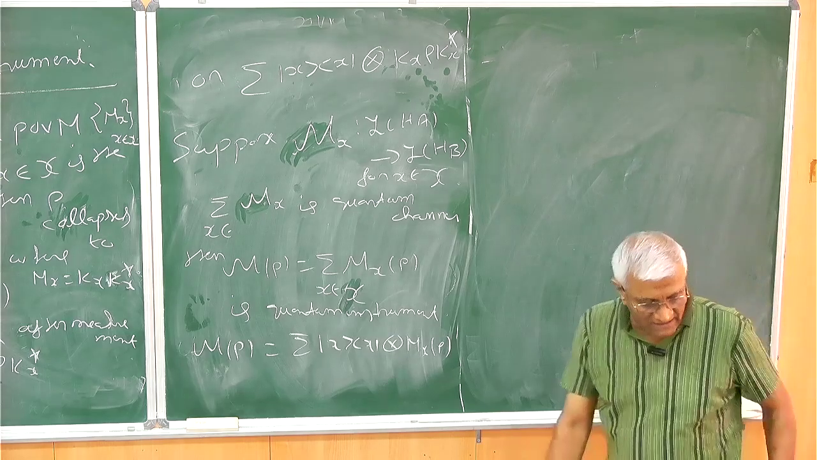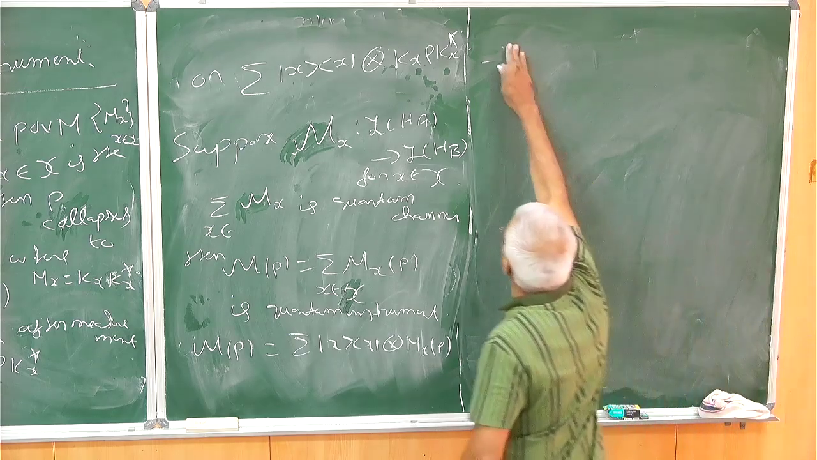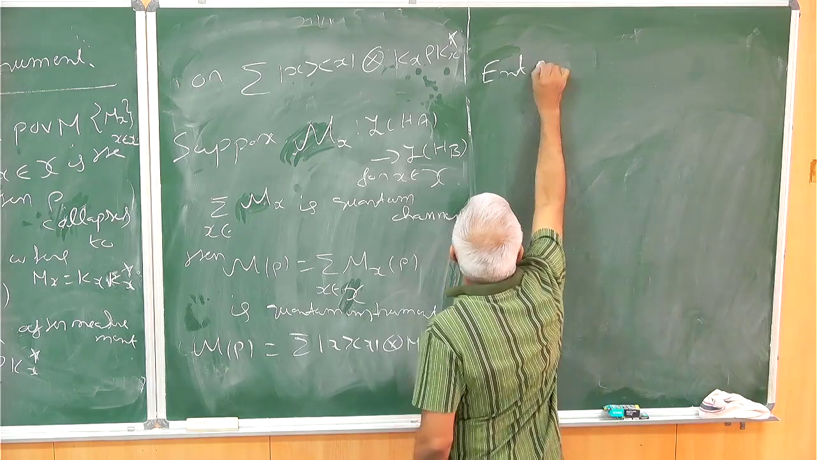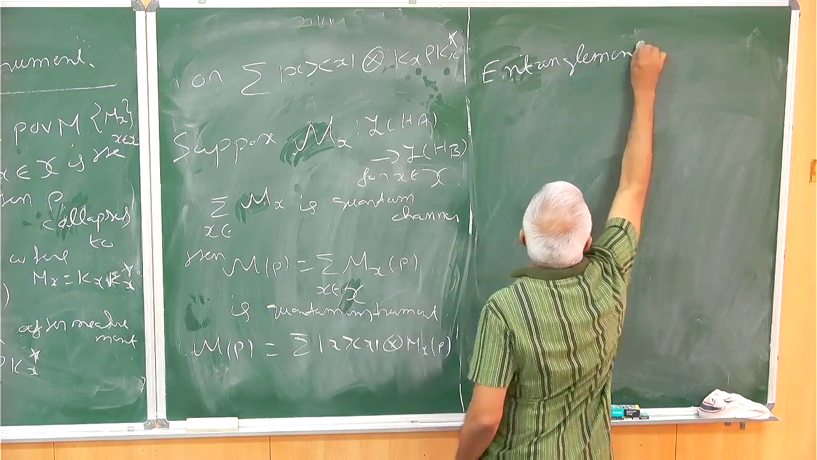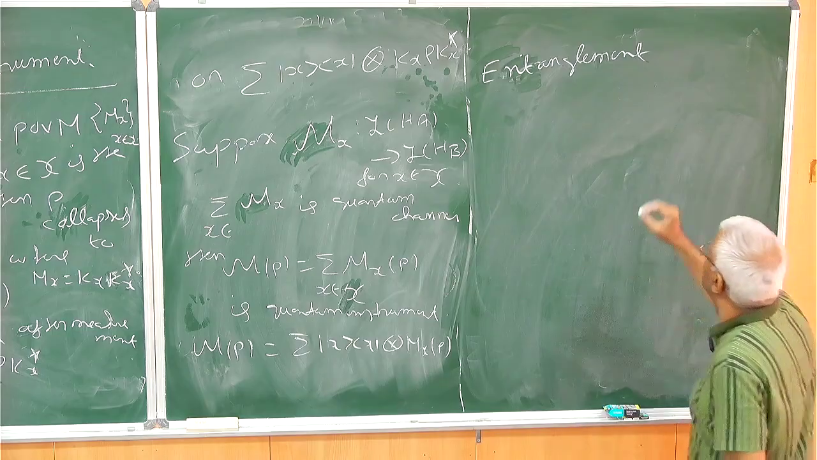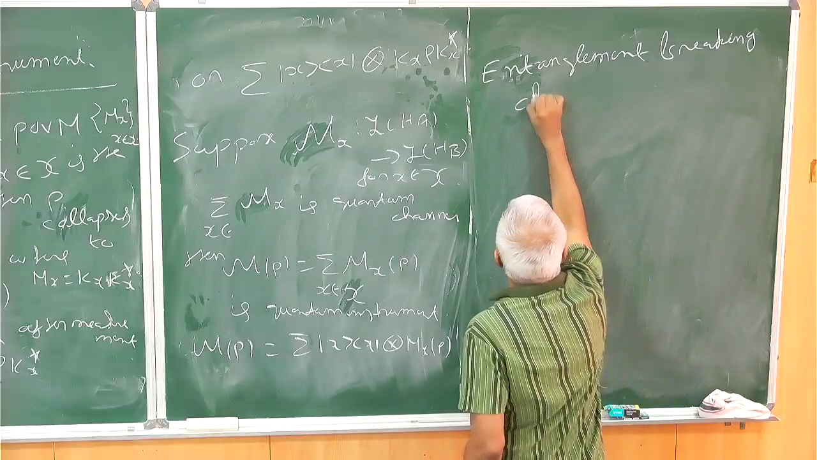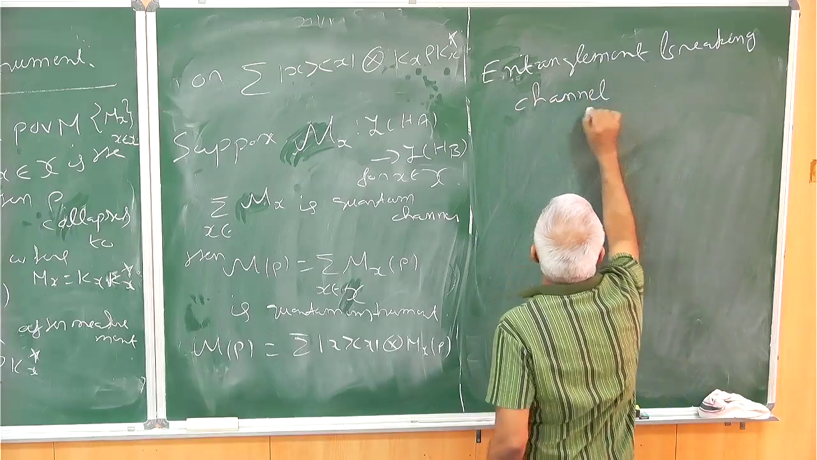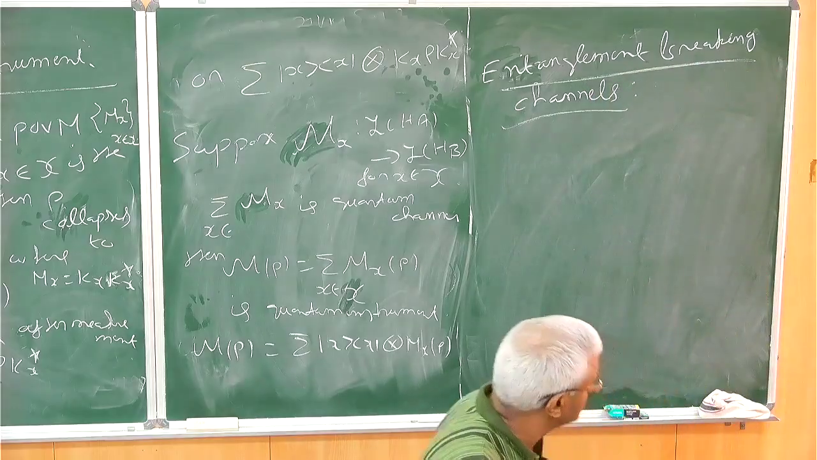So now we want to discuss something new. These are all different types of channel. Now we want to talk about a particular kind of channel, called the entanglement breaking channel. It breaks any entanglement, so it gives a separable state. There are some important kinds of channel which are used in quantum communication: the entanglement breaking channel.